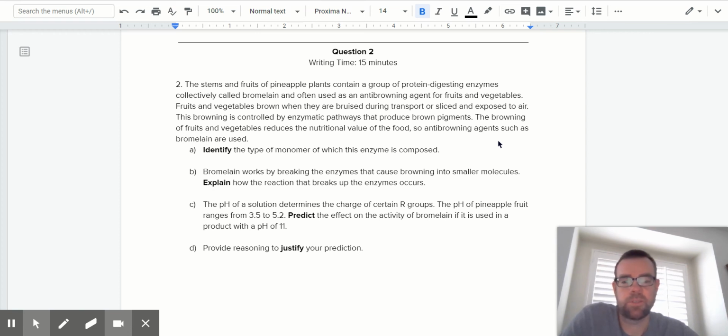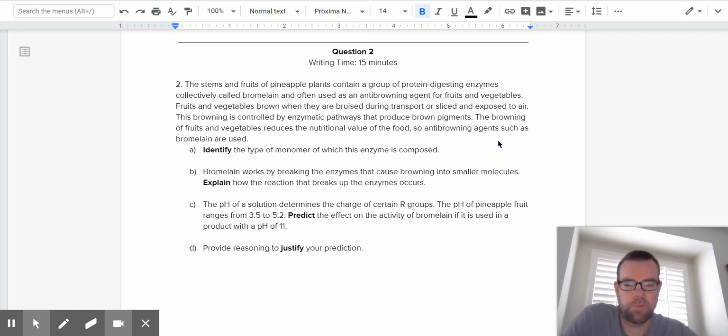So all you have to do is tell us what it's made of. Part B, bromelain works by breaking the enzymes that cause browning into smaller molecules. Explain how the reaction that breaks up the enzymes occurs. So you want to go through and give us a little bit of detail about how that reaction actually takes place.